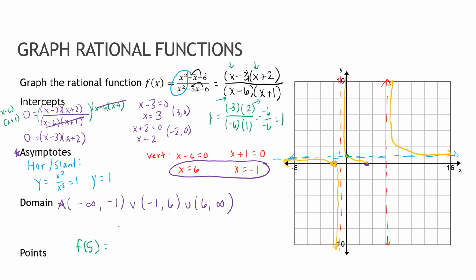5 minus 3, positive 2. Get your signs right. 5 plus 2, 7. 5 minus 6, -1. 5 plus 1 is 6. I get 14 over -6, which is -7/3. -7/3 is, if I go to 5, down here somewhere-ish. So that really answered the rest of my question: this guy is now going to come down and continue to follow that asymptote. So this is what that graph of the rational function would look like.